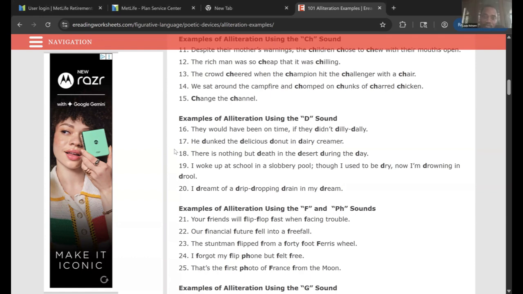So example 16, 16 to 19. 16. They would have been on time if they didn't dilly. Dilly. Okay, next one. He dunked.